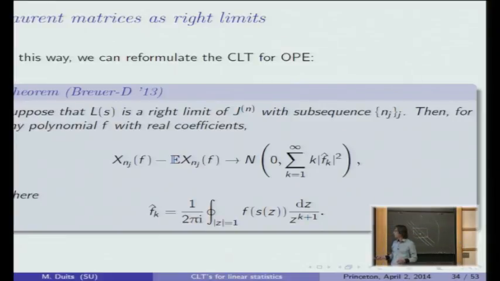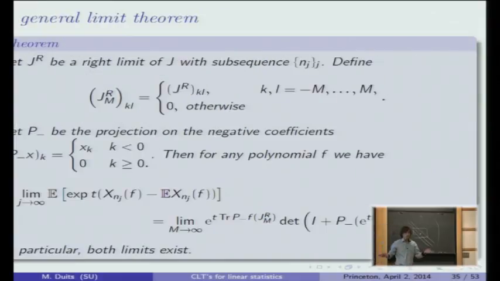Okay. But now comes the next theorem. We actually have a fluctuation result for any right limit. So given any right limit, it doesn't have to be Laurent, but just anything, or maybe two periodic.